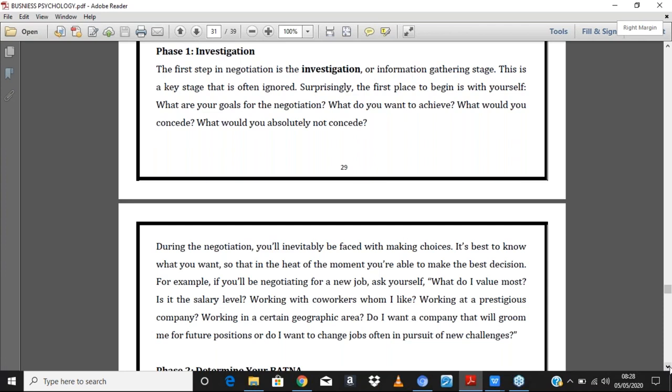Sorry, I beg your pardon. During the negotiation, you'll inevitably be faced with making choices. It's best to know what you want. Okay, you'll be answering questions. What you value most. If you're negotiating for salary, why do you want an increase? Okay, and so first thing is investigation and information gathering.